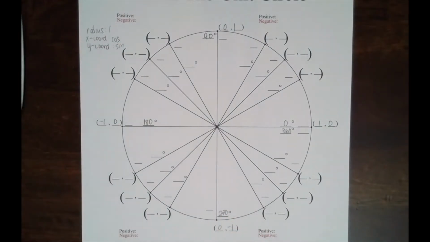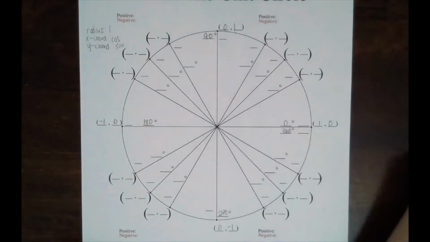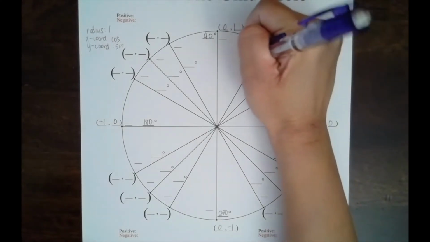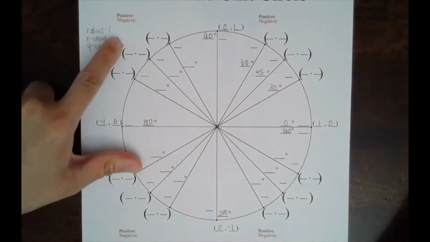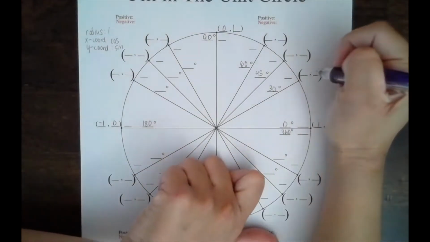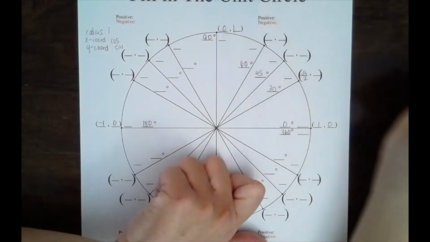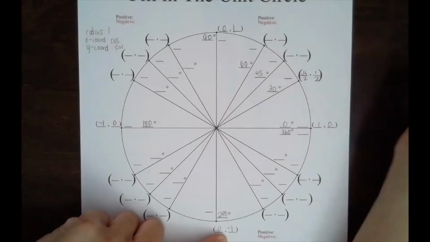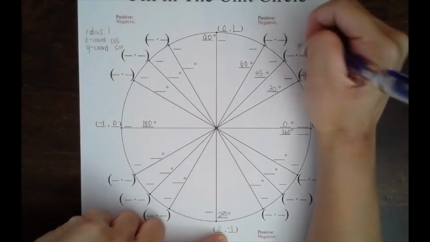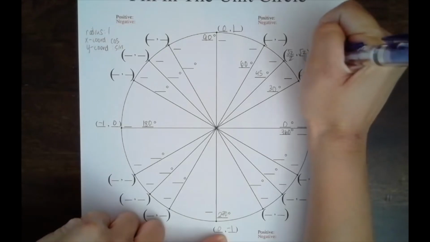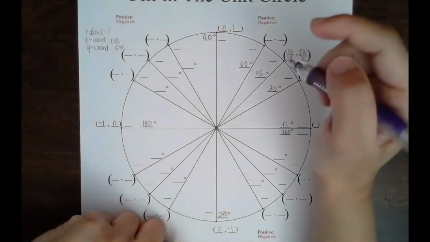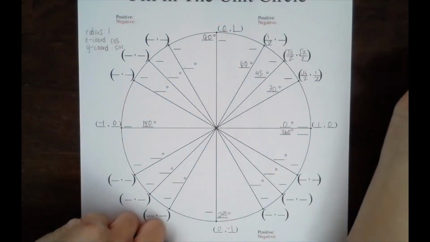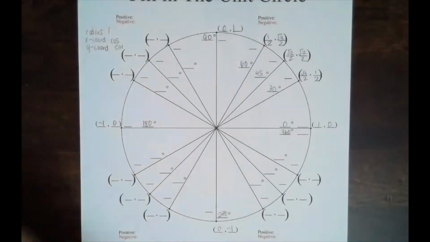Okay? We also know these ones in the first quadrant, particularly 30 degrees, 45 degrees, and 60 degrees. So cosine of 30 degrees is root 3 over 2. The sine of 30 degrees is 1/2. Okay, for x and y, we know the sine and cosine of 45 degrees is root 2 over 2. And for 60 degrees, cosine of 60 degrees is 1/2. The sine is root 3 over 2.